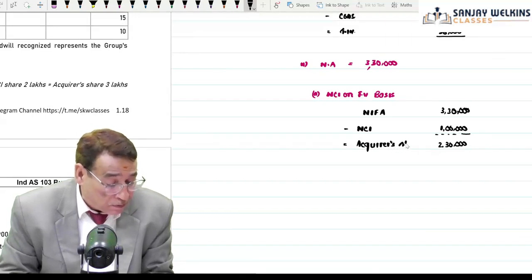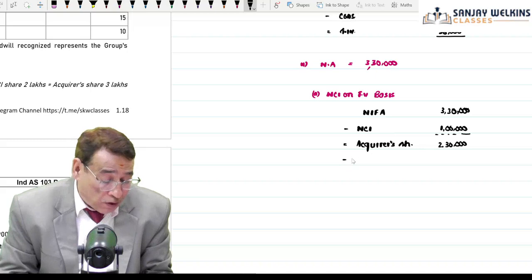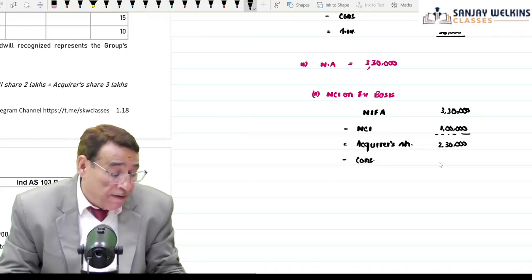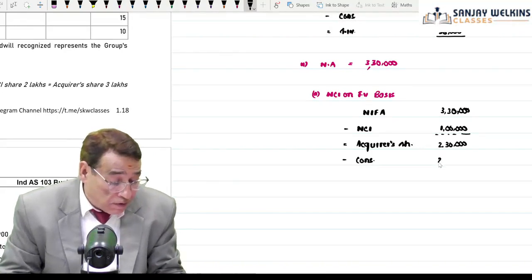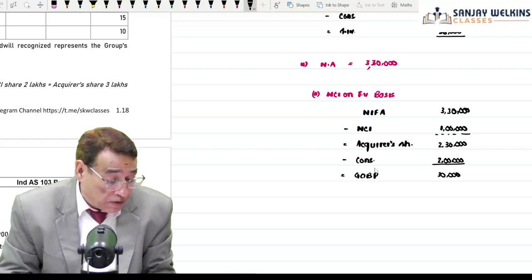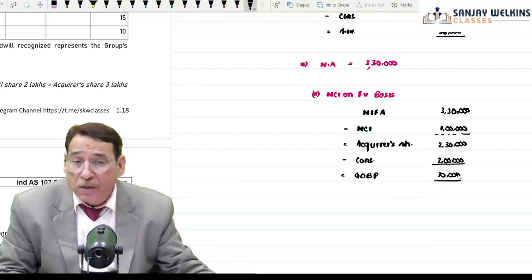Acquirer's share. And now you compare it with consideration. The consideration amount is equal to 2 lakh. So in this case, we are having 30,000, but this 30,000 will be gain on bargain purchase because the consideration amount is lesser than the share. So gain on bargain purchase will be equal to 30,000 in this particular case.